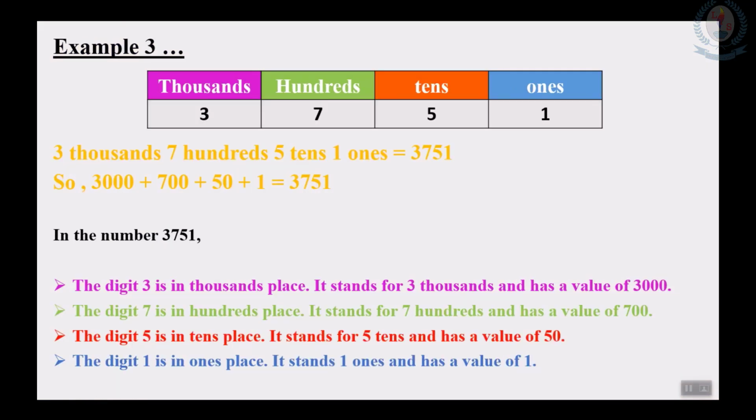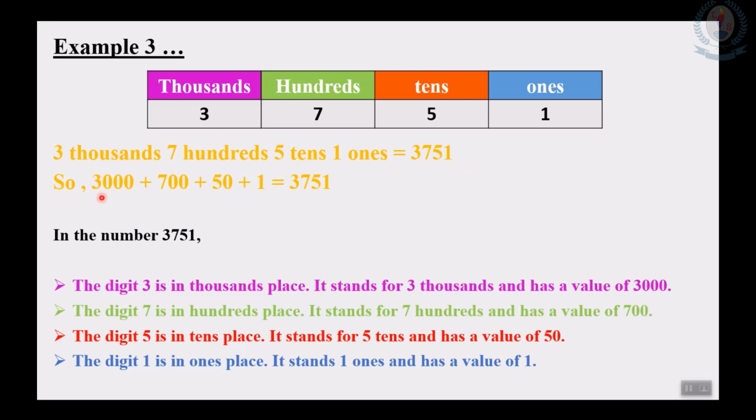Example 3. Here also we can see a grid: thousands, hundreds, tens and ones. Right hand side first value should be ones, as I told you. Then here we have 3000s, then 700s, then 5 tens, then 1 ones. Then how to write that one? As number or numerals? 3751.